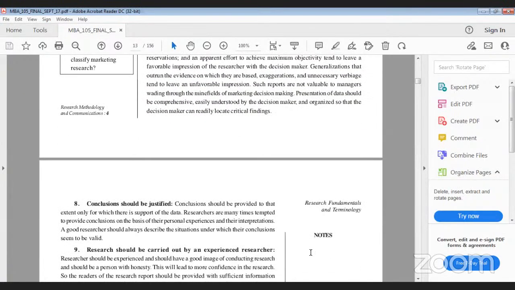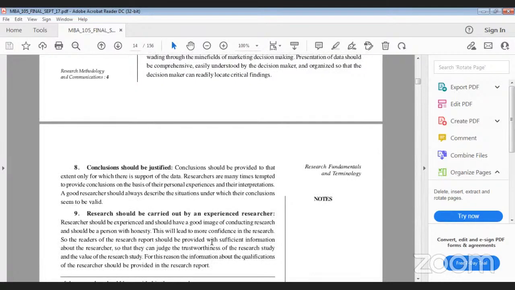And next characteristic is conclusions should be justified. जे आपण काही कन्क्लुजन म्हणजे निष्कर्ष काढले असेल तर ते कन्क्लुजन आपण जस्टिफाय केले पाहिजे. त्याचं एक्सप्लेनेशन त्या ठिकाणी दिलं पाहिजे. कारण conclusions should be provided to the extent only for which there is support of the data. Researchers are many times tempted to provide conclusions on the basis of their personal experience and their interpretations. A good research should always describe the situations under which their conclusions seem to be valid.